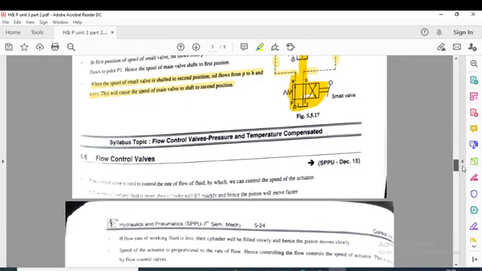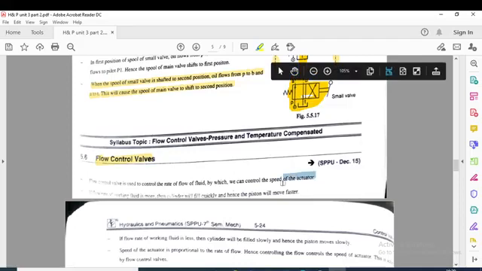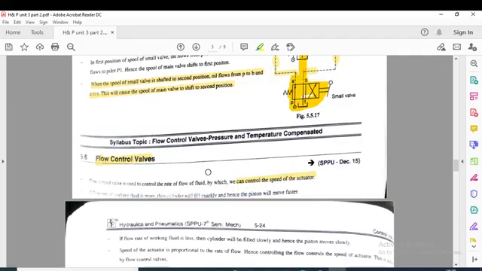Now we are going to see another valve today, which is the flow control valve. This is the flow control valve which is used to control the flow, or mass flow rate, of the oil in the hydraulic circuit, and it directly affects the speed of the actuator. So if we need to control the speed of an actuator, then the flow rate should be controlled. To control this flow, we use the flow control valve here.